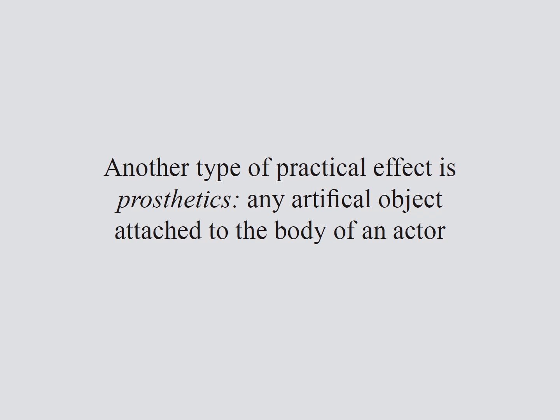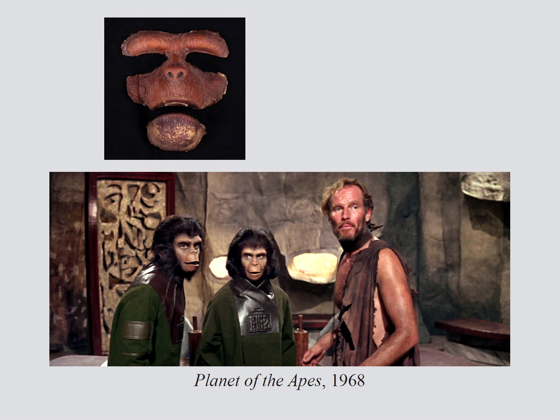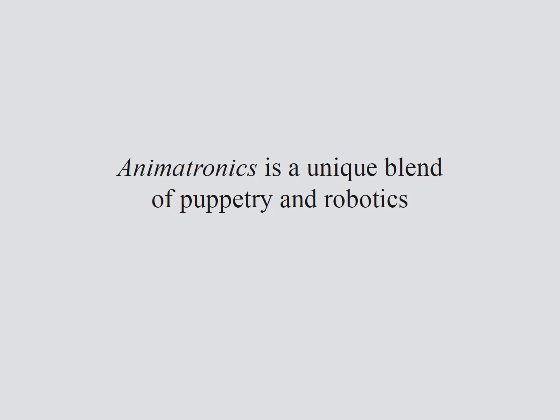Moving on to another type of practical effect, prosthetics. It's an artificial extension of an actor's body. And prosthetics come into play whenever ordinary makeup technique just doesn't quite get the transformation that we need. Another sci-fi classic, Planet of the Apes from 1968, of course made extensive use of prosthetics to transform the actors into apes. The next step beyond prosthetics is animatronics, which is sort of a combination between puppets and robots.